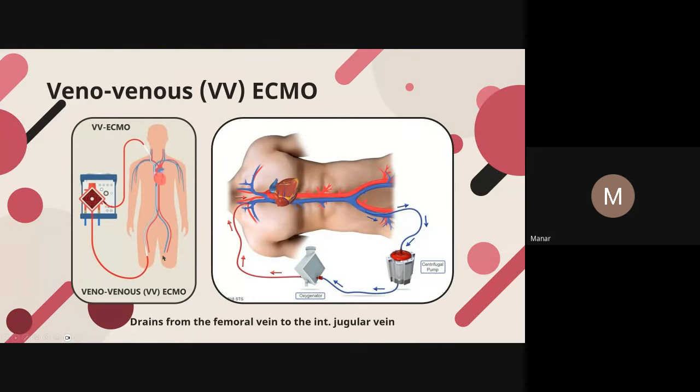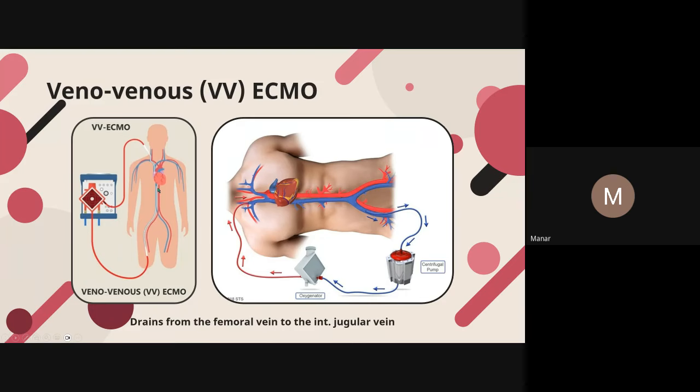Now this is a picture of how we insert the ECMO, or where it's inserted. So we drain the blood from the femoral vein right here, and then it goes into the machine and then out of the machine into the internal jugular vein. Now we can see the white line, which represents the cannula.